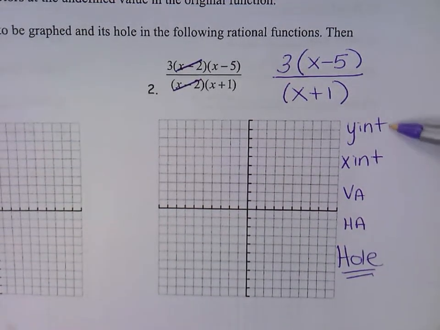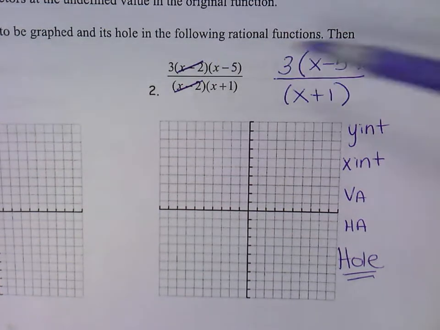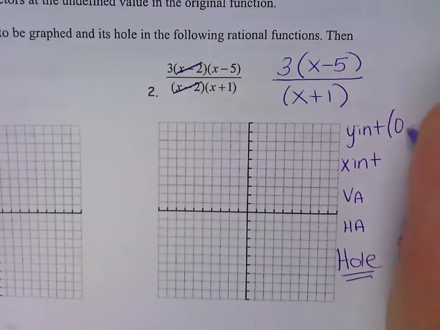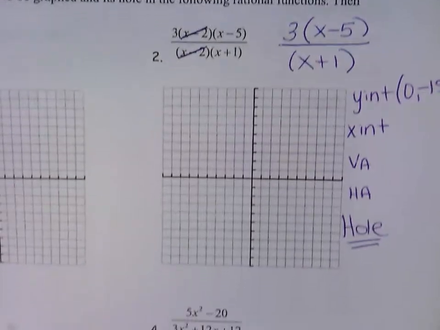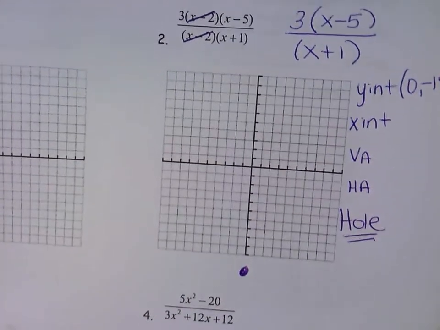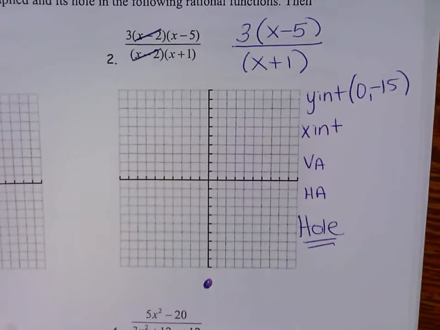But the y-intercept: when I plug in 0 for x, I get negative 15 in the numerator and positive 1 in the denominator. So negative 15 divided by 1. My y-intercept is at negative 15. So that's kind of off the graph, but I'm just going to put a dot to show that it would be way down there on the axis, because it's still going to show you where your elbow is.